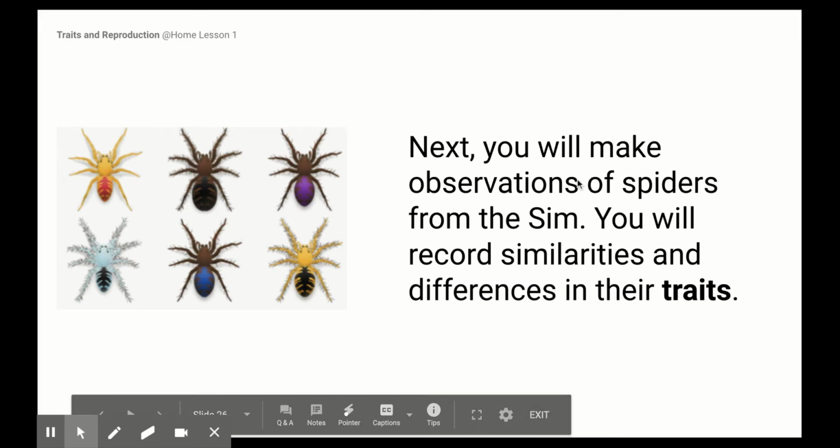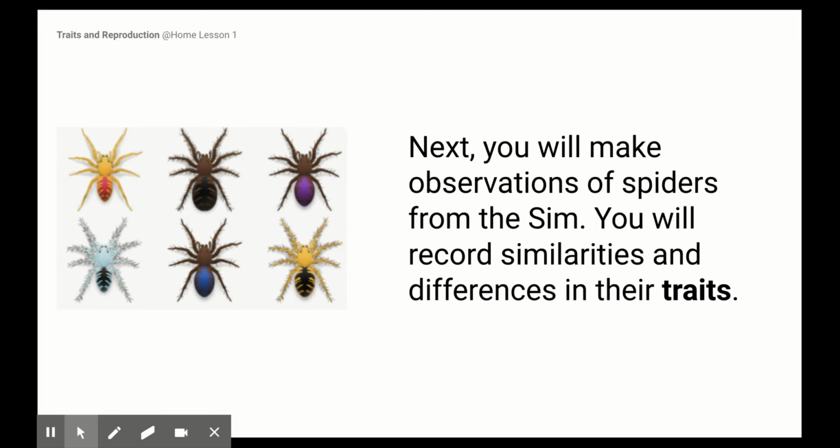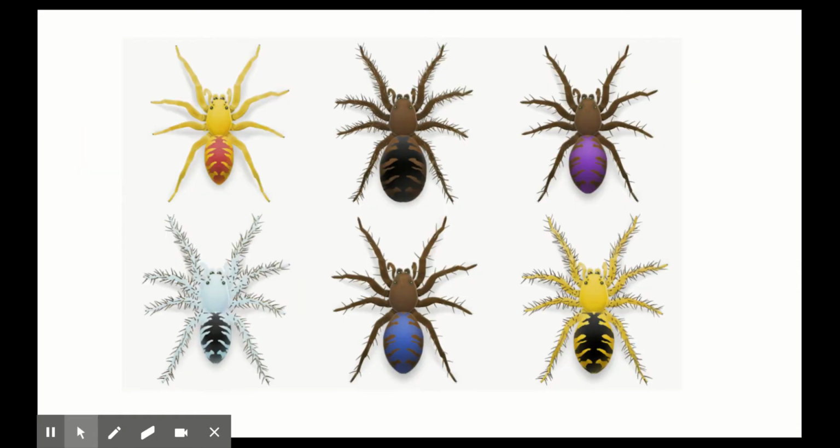All right, so next we're going to make observations of spiders from the sim, and then we're going to record these similarities and differences. We're going to find what's the same and what's different about these traits in spiders.